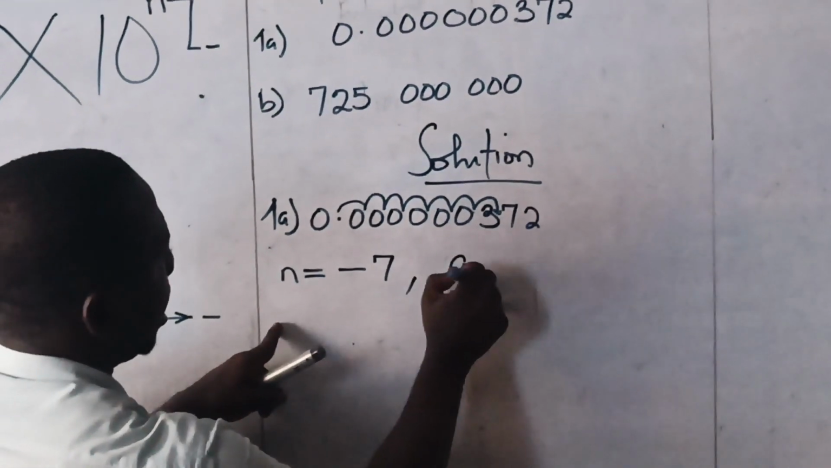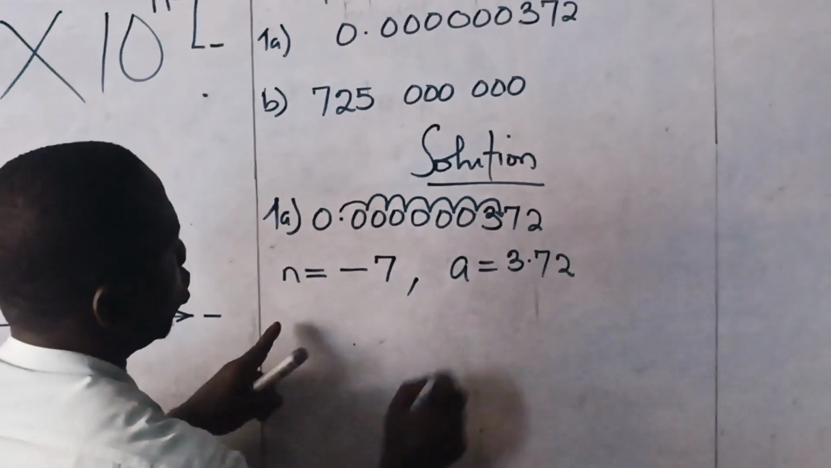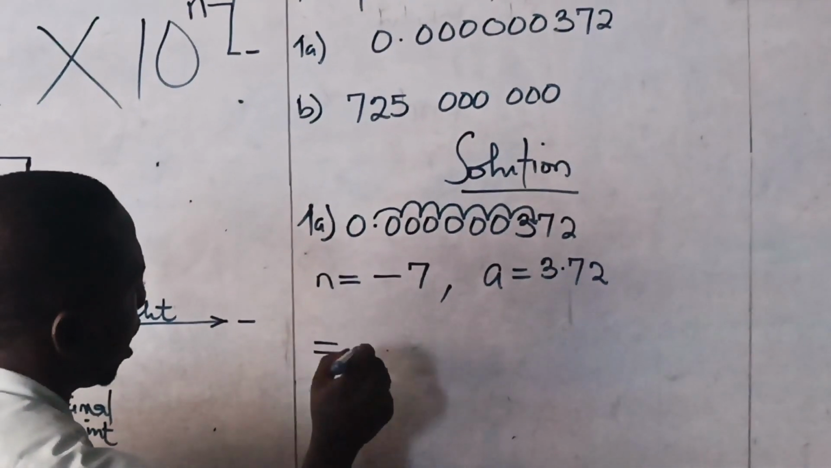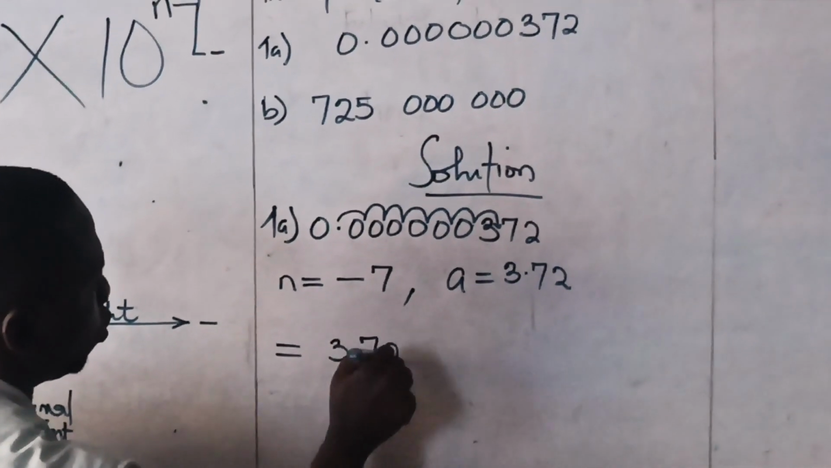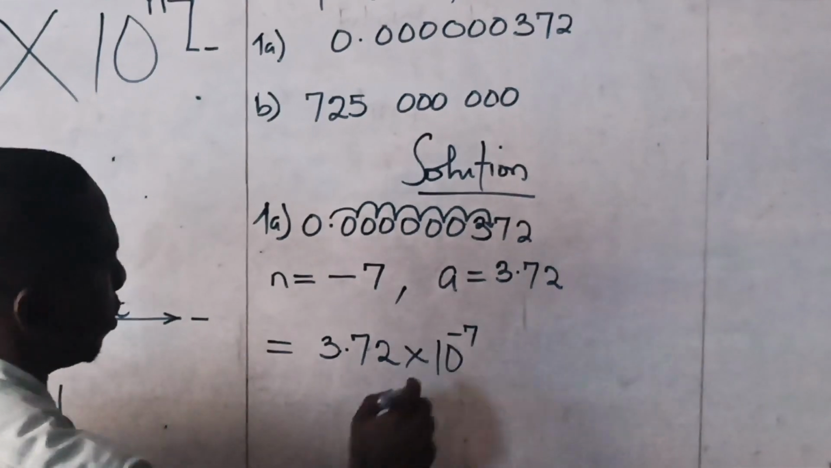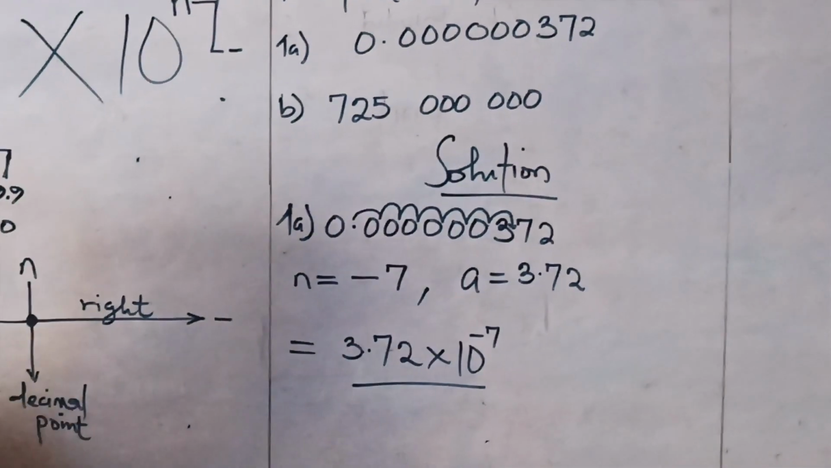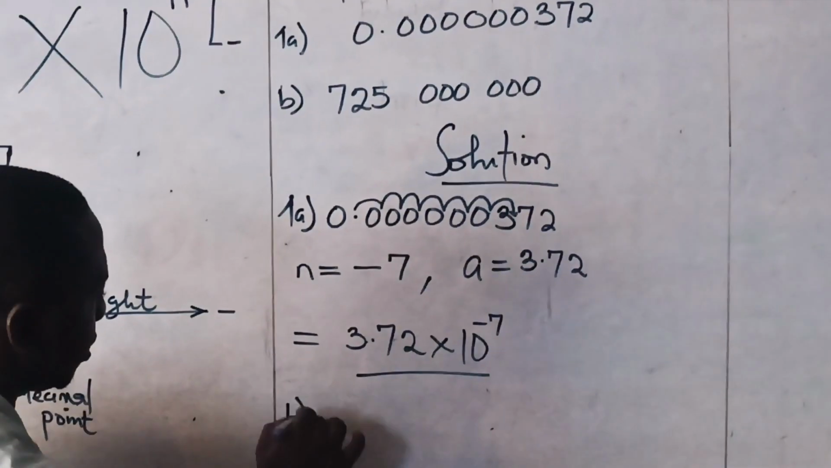While our A is equal to 3.72. So therefore, our answer will become 3.72 times 10 raised to power minus 7. And that is the answer. So let's move to the B.